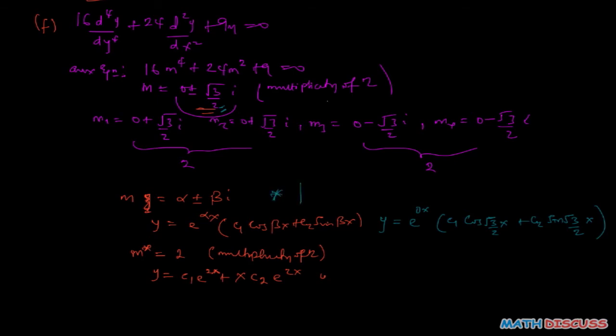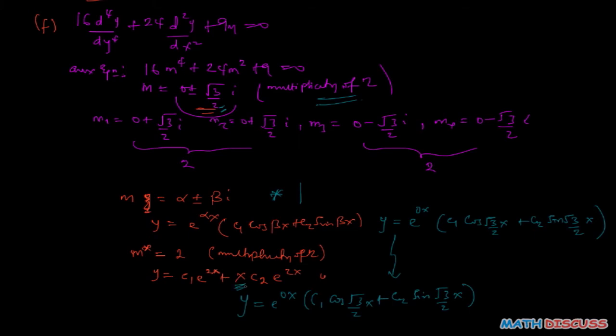But what we have here is a multiplicity of 2. So since it has a multiplicity of 2, the solution will be repeated twice, but with an additional x in the next term. In other words, the real solution should be y equals, start with the first one, e to the power 0x, so just see how it's being formed: c1 cosine of root 3 over 2 x plus c2 sine of root 3 over 2 x. So this is for the first part.